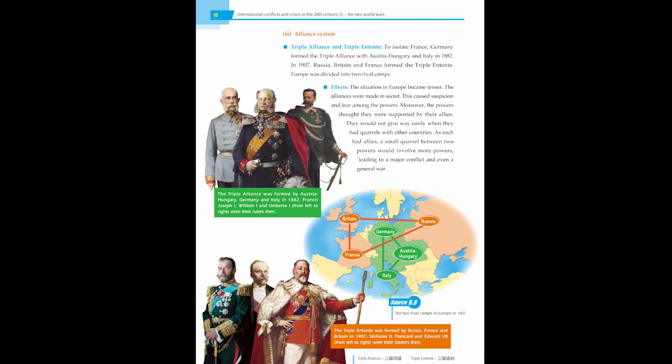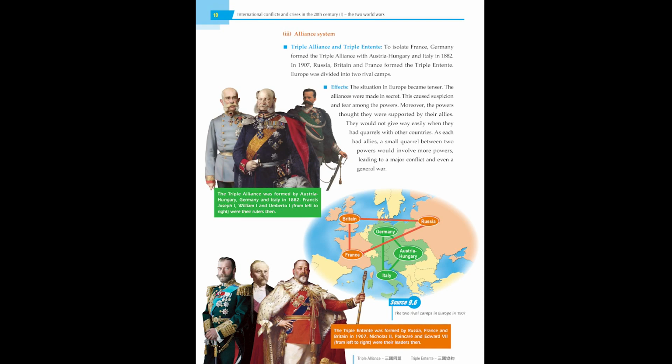Effects. The situation in Europe became tenser. The alliances were made in secret. This caused suspicion and fear among the powers. Moreover, the powers thought they were supported by their allies. They would not give way easily when they had quarrels with other countries. As each had allies, a small quarrel between two powers would involve more powers, leading to a major conflict and even a general war.